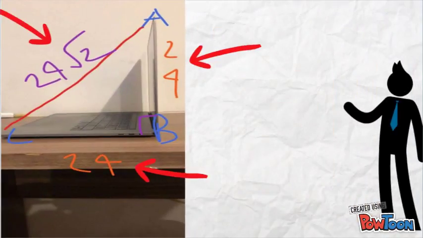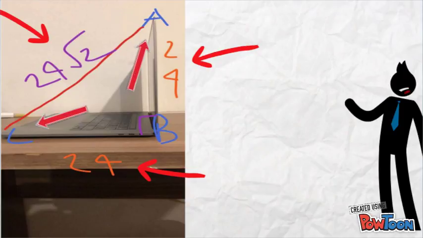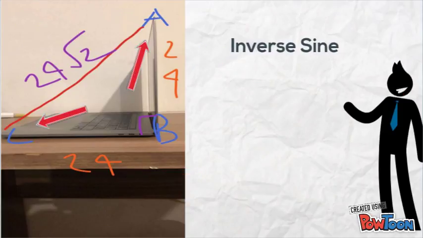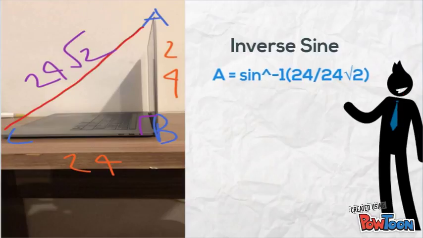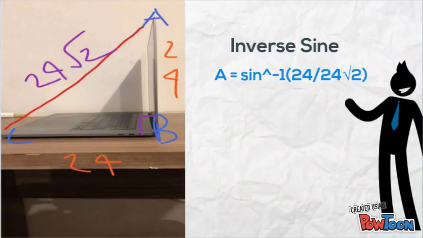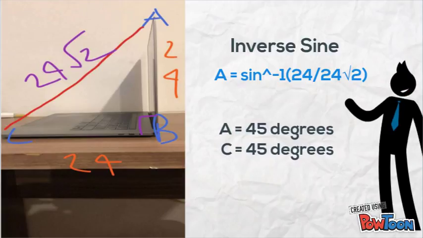Now that we have all sides, we can proceed to find the two remaining angles. By using the inverse function sine, we can find the angle corresponding to side A. To do this, we write sine to the power of minus 1, so sine to the power of minus 1 of opposite over 24. So, to find the six trigonometric ratios of this triangle, we will need our calculator.